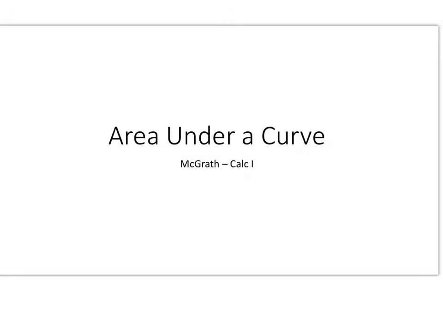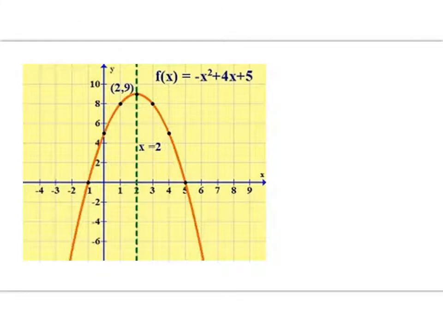In this video, we're going to talk about ways to determine the area under a curve. So in this graph, we have f of x equals negative x squared plus 4x plus 5, and we want to find the area under the curve from when x equals negative 1 to positive 5. So that means we're looking at this region here.